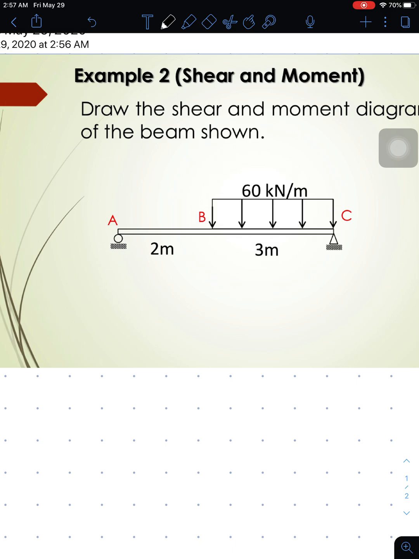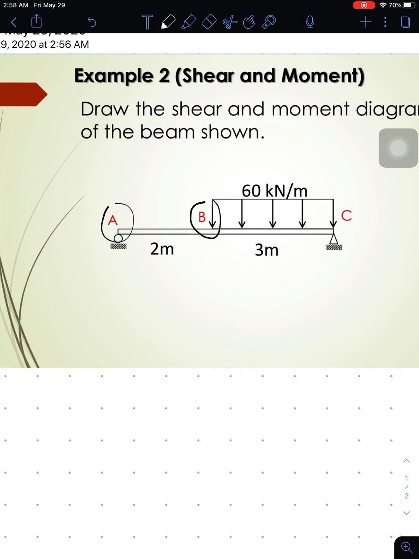So again, the naming of letters of this beam is based on the changing of loads along the longitudinal section of the beam. On the leftmost part it's A, at the beginning of the distribution is B, and at the end of the distribution, the rightmost end, is C.